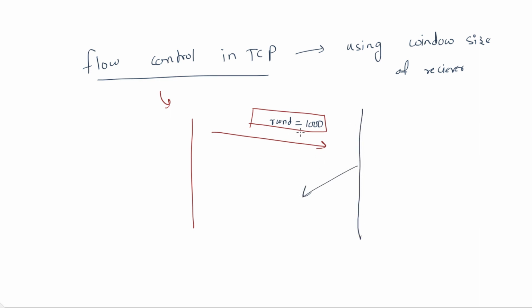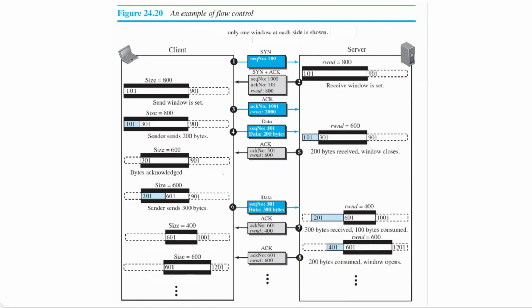Now let me give you one complete example of the flow control. Let's take this diagram. Here I have shown only one window at each side. The client I'm assuming is a sender, and the server is a receiver. Although the connection is full duplex, which means the server can also send, I would need to show you four windows, two at the client side and two at the server side. To avoid confusion, we have taken just one window at each side, and the client I am treating as a sender.